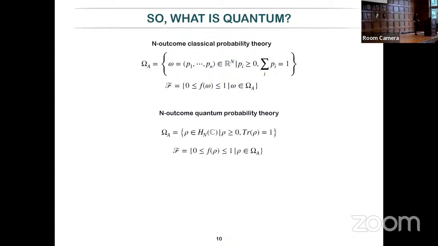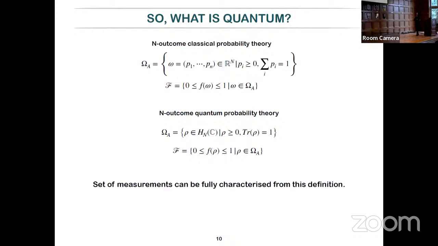So finally, quantum theory is very similar. The state space is the set of Hermitian matrices such that each matrix is positive and the trace of the matrix is one. So it's what we're used to thinking about when we write the quantum state. And again, the space of effects is a set of functionals that, whenever you apply them to a state, give a number between zero and one, and that's it.